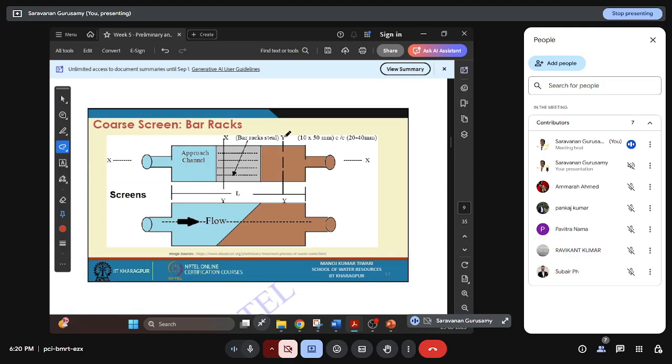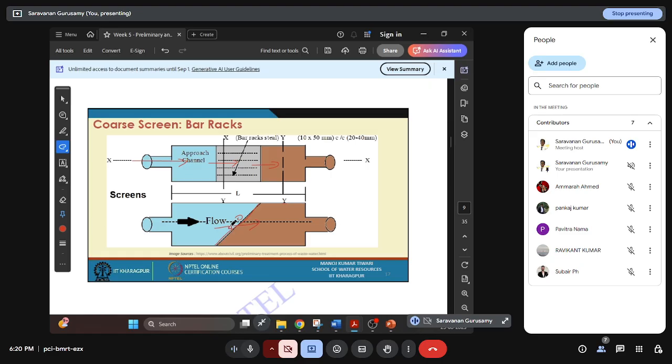So that's the top view. If you see the top view, water will come through the pipe. That's the approaching velocity. It will move through the screen. That is the flow through the screen, and then it will reach the next channel. So if you see from the top, it will be like this. And from the side view, there is a slanting screen. The water is flowing through that.